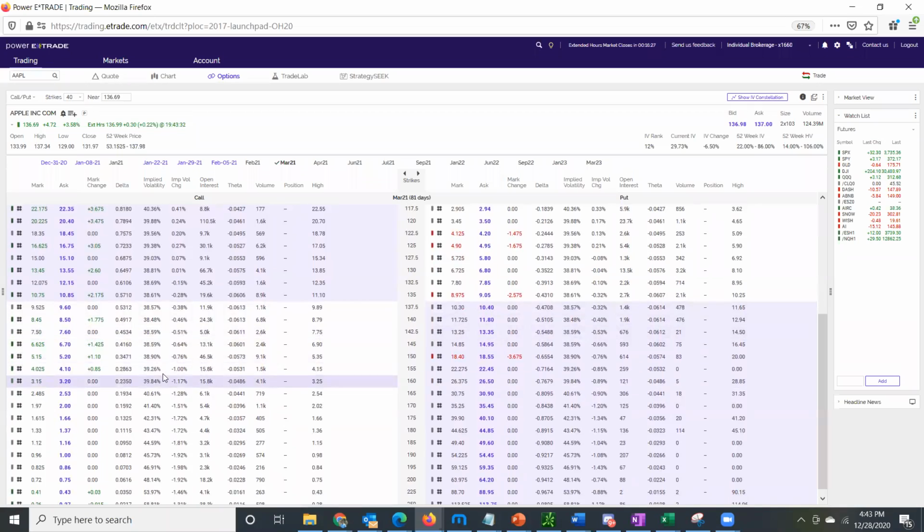You can also do that one, 146. If I target 145, your delta is 41, right? So you are paying less, and if the stock moves to 145 or 146, you are already in the money. A $10 move will make you $400 here. That is also possible. You can buy this one.